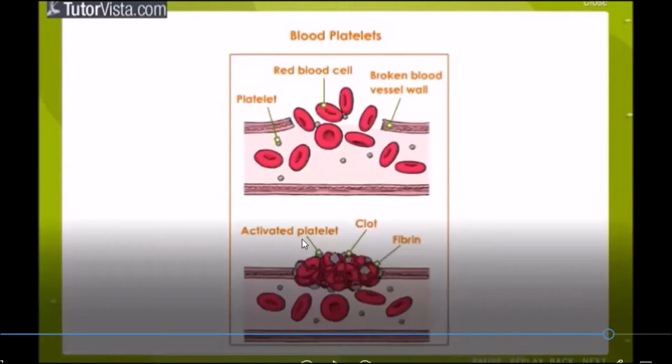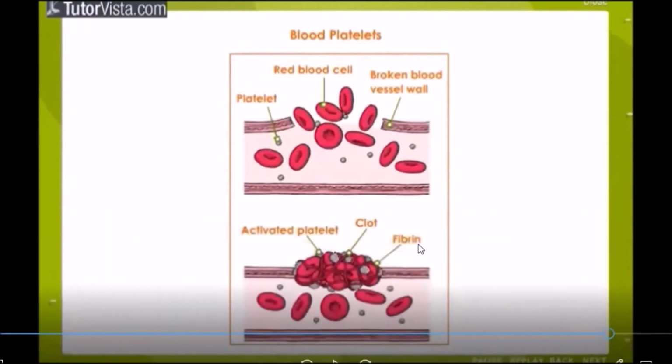And when they get activated, they start forming clots by blocking those RBCs from moving out of those vessels and start producing this clot. This is called a clot. Not only by sticking to the RBCs and forming a blockage of the vessel, but they also attract or produce a protein that is known as fibrin. Basically, it's fibrinogen that becomes activated and starts producing fibrin.